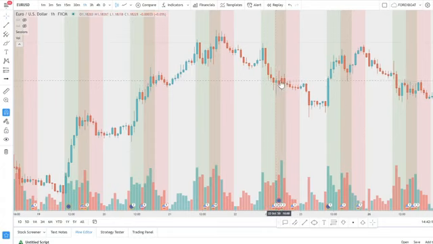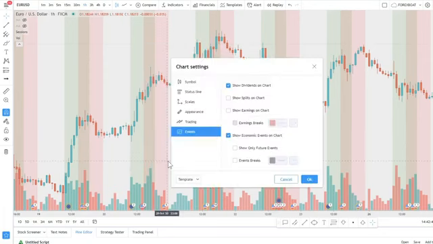It always depends, of course, on your strategy. Another very useful indicator is, of course, news. If we go to settings on the chart, here we have show economic events.